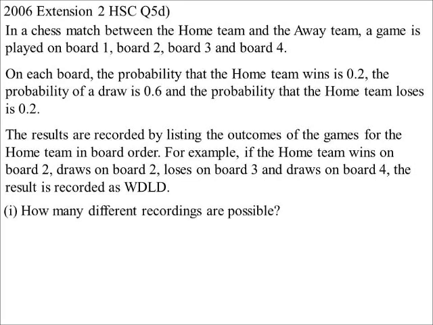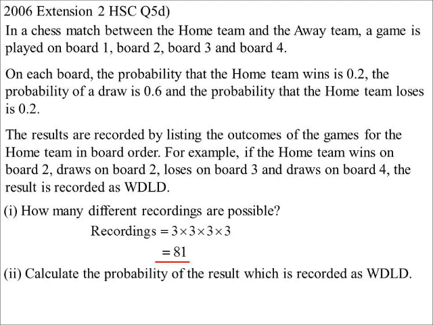How many different recordings are possible? Well, I'm not worried about the probability of them happening here. It's just saying how many are possible. So on each board, there's 3 different events that could happen. Could win, lose, or draw. And that could happen on all 4 boards. So 3 by 3 by 3 by 3, 3 to the power of 4, 81.